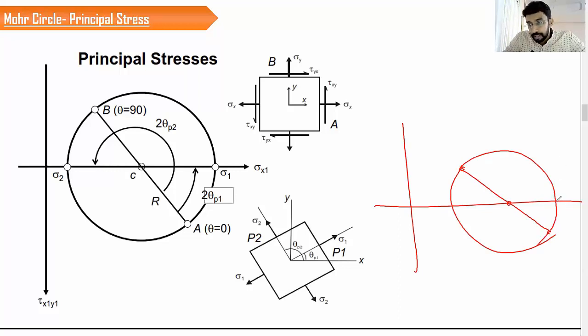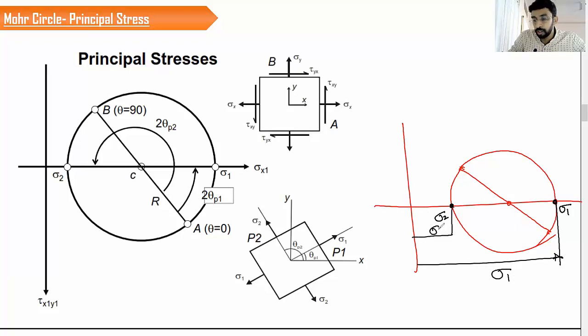And see the point where the circle meets the reference axis. Here, this is the point where the circle meets the reference x-axis. This is going to be the value of sigma 1, and this is going to be the value of sigma 2. Why? Because sigma 1 is a major value. So this is going to be the major value, and this is going to be the minor value. So from here, you measure the value. This is going to be sigma 1, and this is going to be sigma 2.